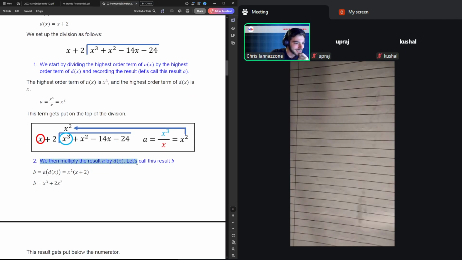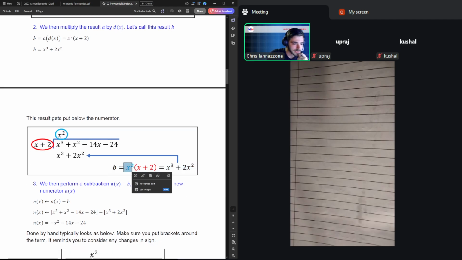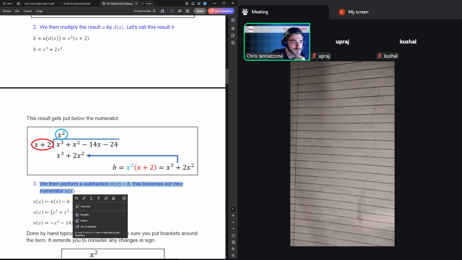From there, the next step is to take whatever that result is and multiply it through the entire denominator. So you take this thing, multiply it through by that entire denominator. I've shown you the sequence of what that would look like here. You'd have x squared times x for the x cubed. You would have x squared times 2 for the 2x squared. That result you're going to put underneath. Ideally, you would line them up, so the x cubes are underneath the x cubes, the x squareds are underneath the x squareds, and so forth, because that'll just make step 3 a little bit easier to do.